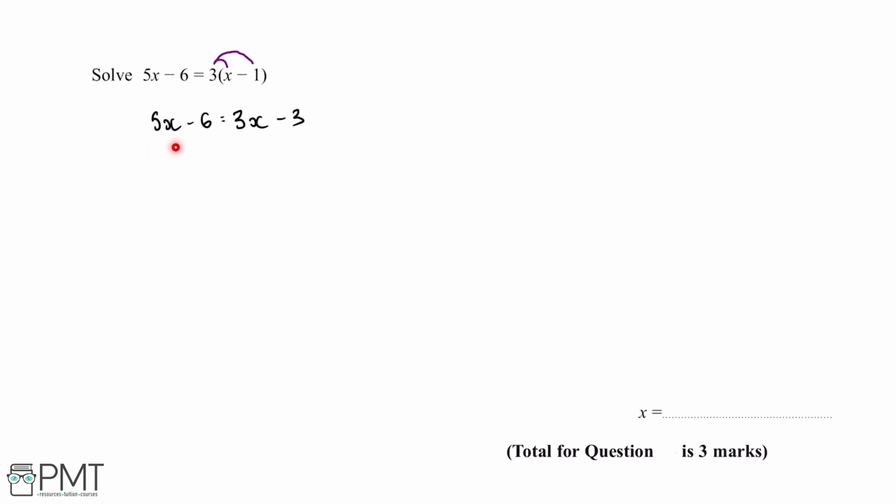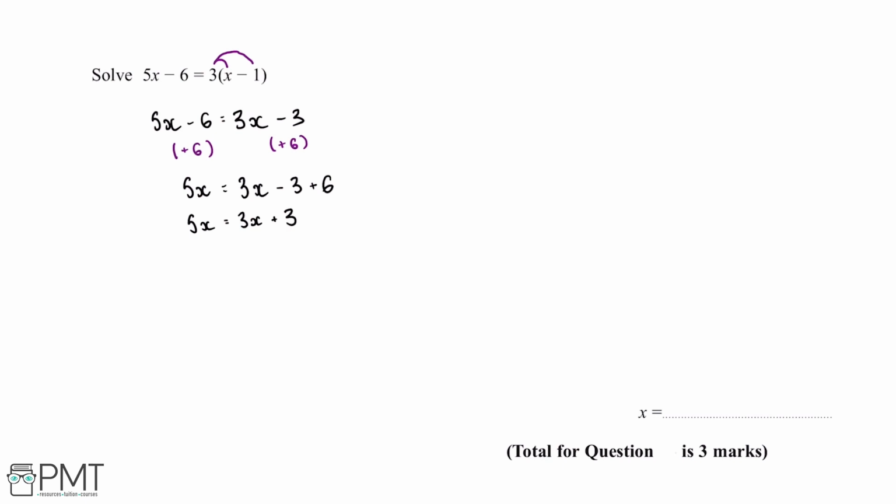So now in order to solve this equation, we're going to want to get x on one side on its own. So the next thing we can do is we can add 6 to both sides of this equation. And this will give us 5x, and then negative 6 plus 6 will just give us 0, is equal to 3x minus 3 plus 6. And now negative 3 plus 6 will give us positive 3.